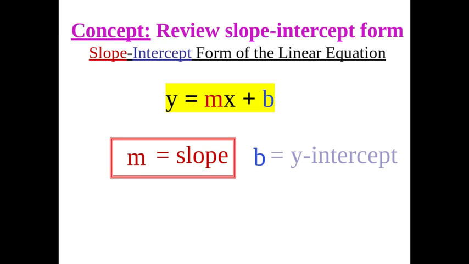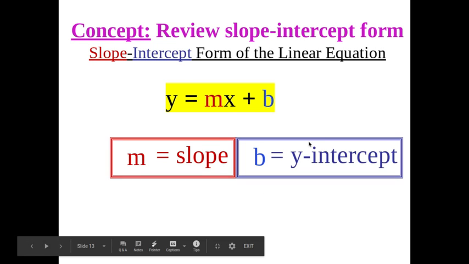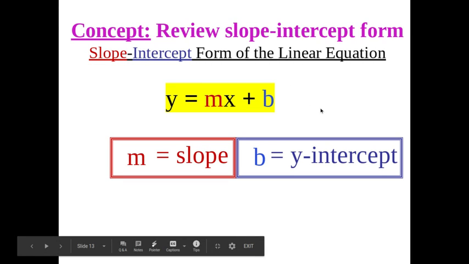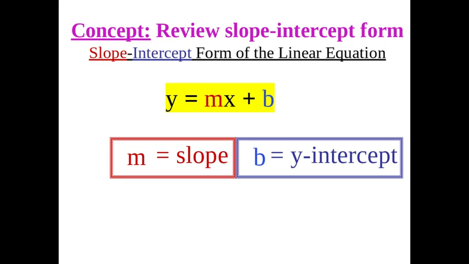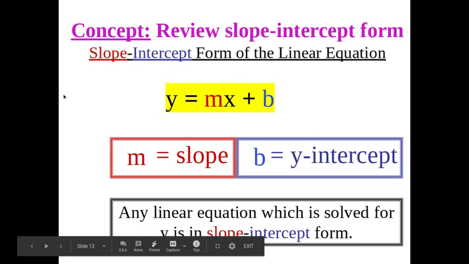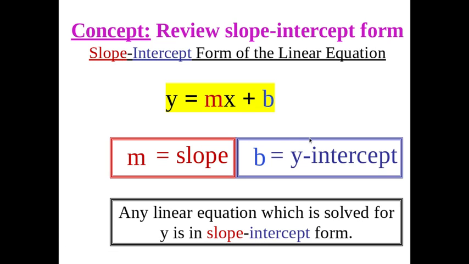So, reviewing slope-intercept form. It's y equals mx plus b. So m equals slope, b equals your y-intercept. That's where they cross. We're going to show you that in a second. Before it was just a review. Now we're actually going to get into the nitty-gritty of slope-intercept. So any linear equation which is solved for y is in slope-intercept form. So this is a linear equation, and it is solved for y, so it's in slope-intercept form.